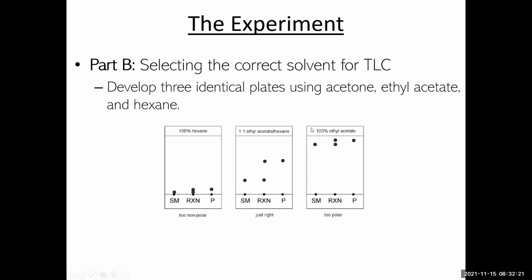What about ethyl acetate? 100% ethyl acetate made all of the compounds move to the top of the plate. Again, that's not ideal for seeing the best level of separation that we possibly can. Instead, this 1-to-1 ethyl acetate hexane mixture for the eluent was perfect, and it allowed us to see some great separation. So ideally, the spots are somewhere between like 0.2 and 0.8 in RF, and you can clearly differentiate different components in the mixture. That's an eluent with solvent that's just right in terms of the choice.